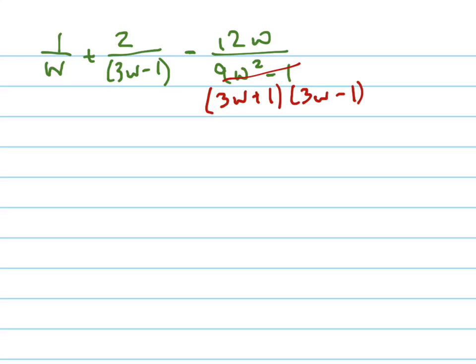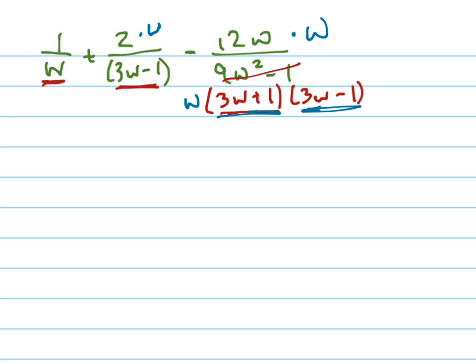And then you'll notice that my least common denominator is those three things multiplied together. So I'll multiply each one of these, on the top and the bottom, by whatever I need. This term right here is missing the w, so I'm going to multiply it by the w on the top and bottom. This term right here is missing the w and 3w plus 1.